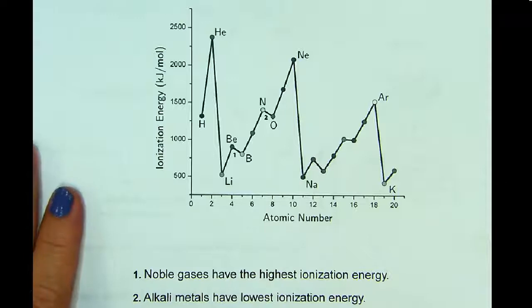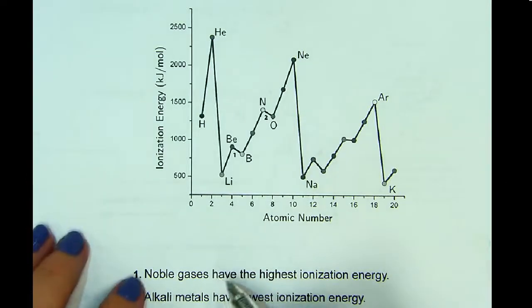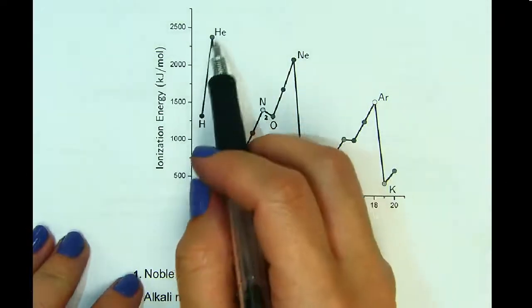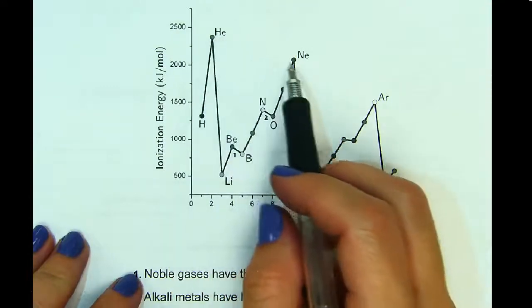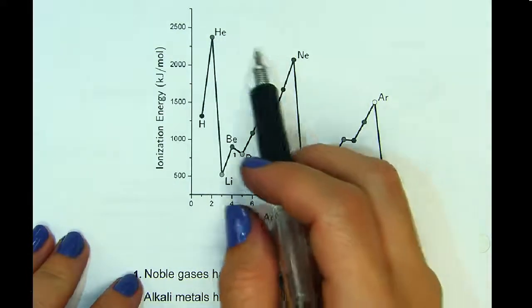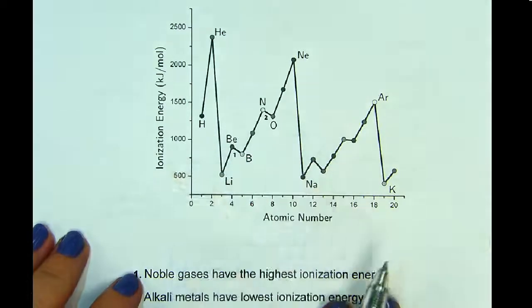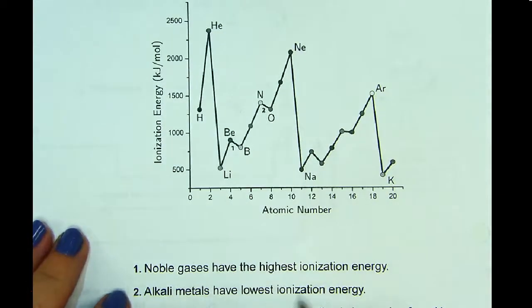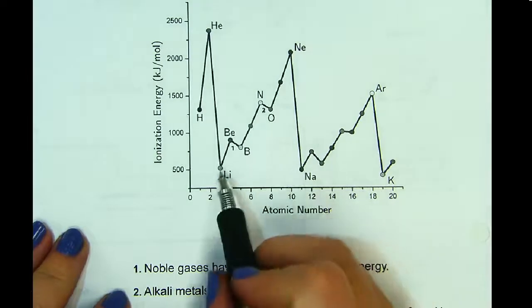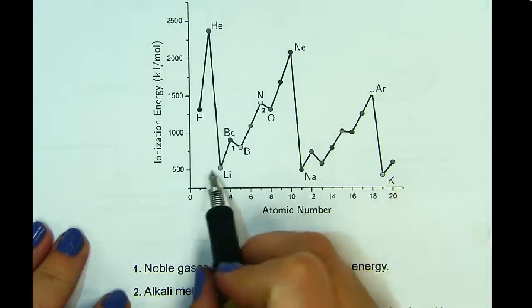Here are some notes about ionization energies. Noble gases have the highest ionization energy, and you can see that here in the graph, where the noble gases have the highest peaks of ionization energy. Alkali metals will have the lowest ionization energy, so that would be lithium, sodium, potassium, all the way across the bottom here.